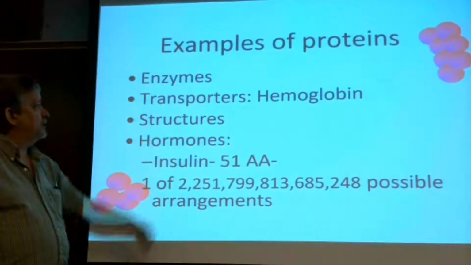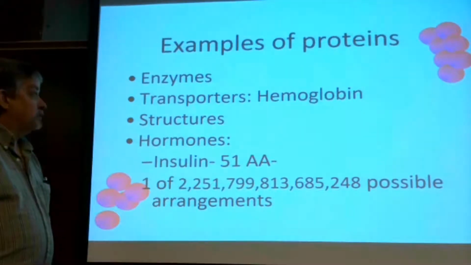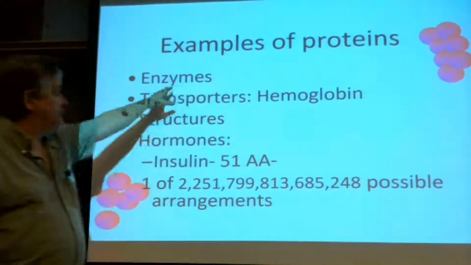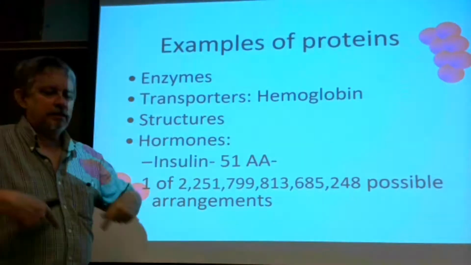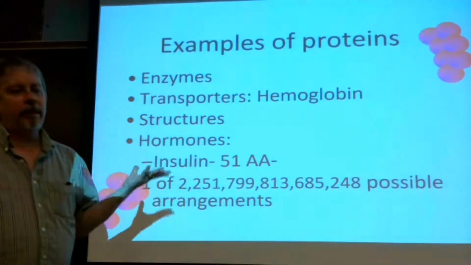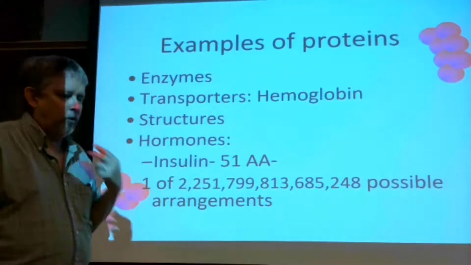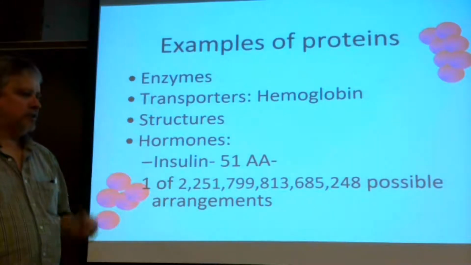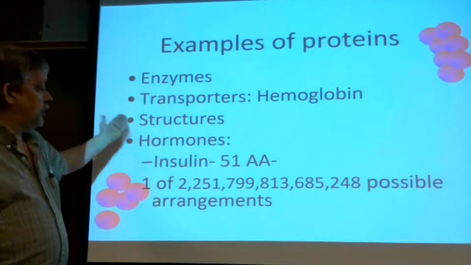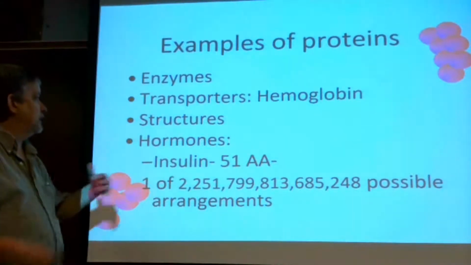So examples of proteins, we have enzymes. Enzymes are catalysts. They get our chemical reactions going. Without enzymes, we wouldn't be able to break apart sugars. So they are all important too. We do have transporters such as hemoglobin, which move things throughout our body. Oxygen, we have some sugars. It can be structures, like we talked about hair. It can be fibers in our body that are made up of proteins.